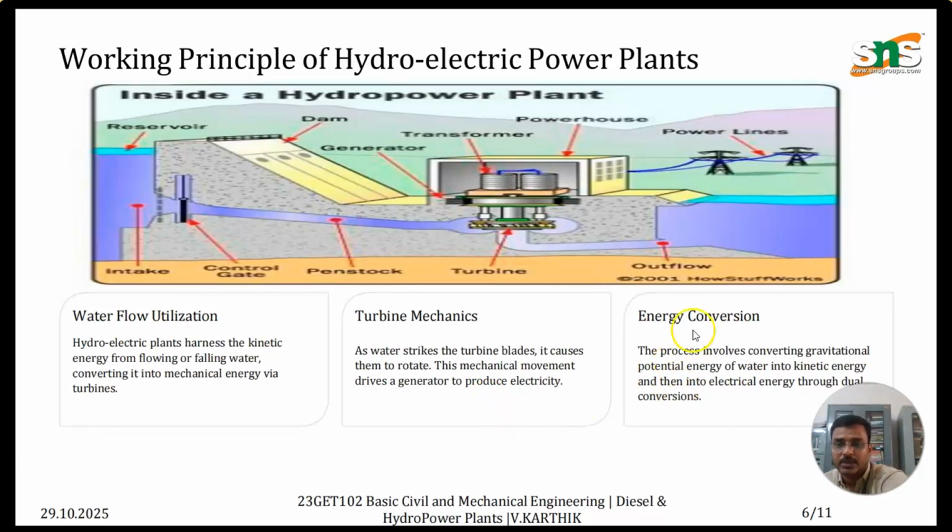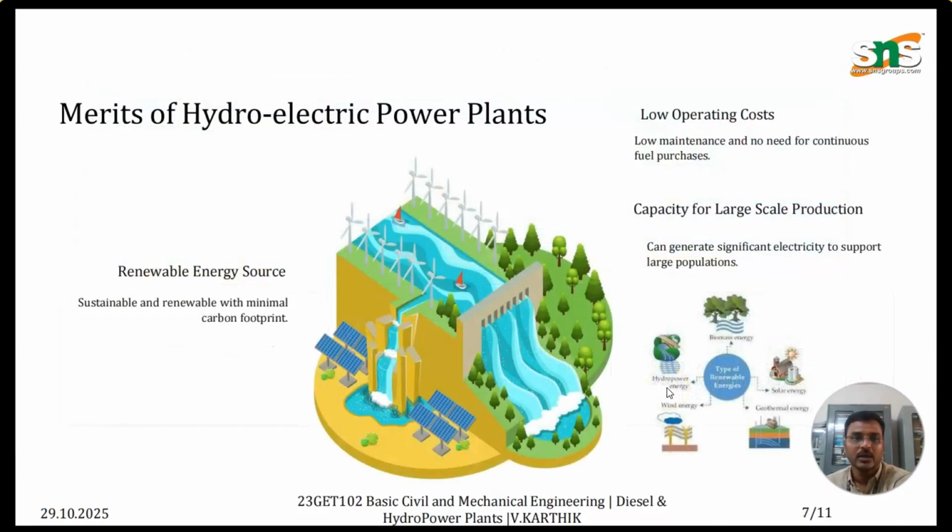Here the energy conversion process involves converting the gravitational potential energy of water into kinetic energy with the help of the penstock, and then into electrical energy through the dual conversion of the turbine and the generator. So this is the working principle of the hydroelectric power plant.